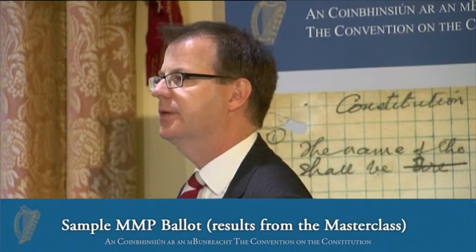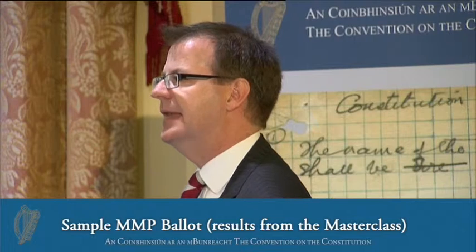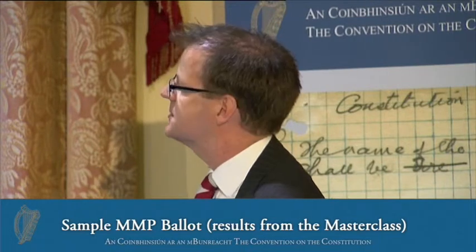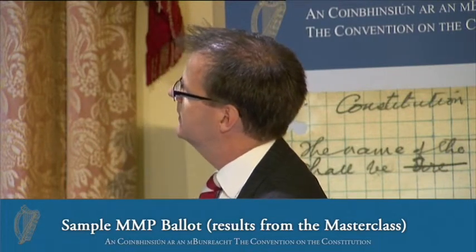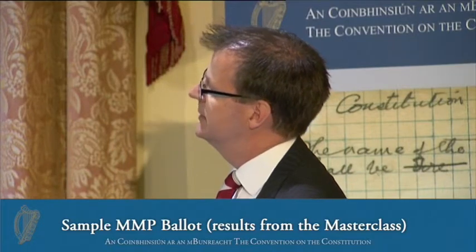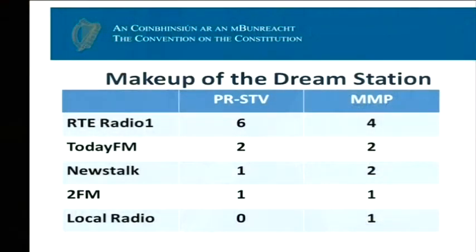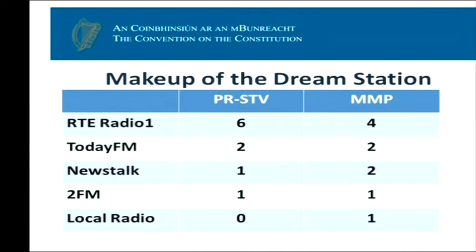And you can see why, because there are different methods being used to elect the people for the job that they've been asked to do. My final slide is just simply the numbers. Using PRSTV, the first time, RTE got 6 out of the 10 seats, but using MMP, they only got 4. Today FM stayed the same. News Talk got a benefit of a seat. 2FM stayed the same, and local radio took a seat as well.